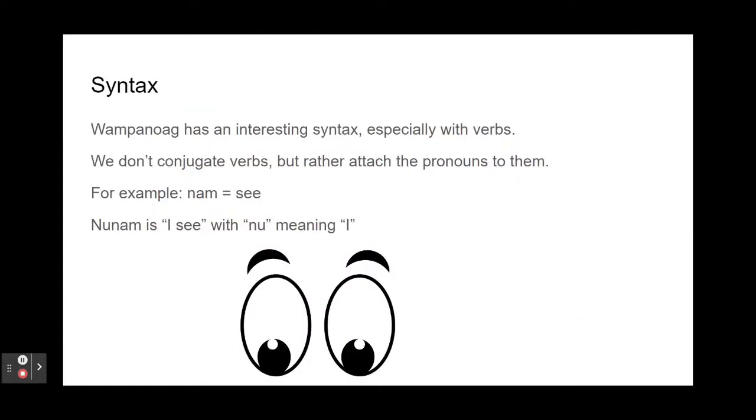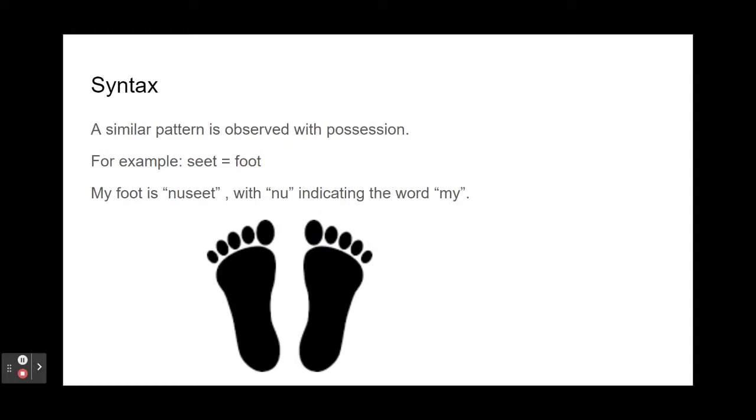So let's start. Wampanoag as a language has an interesting syntax, especially with the verbs. They don't conjugate. Rather, we attach pronoun particles to them. Essentially, Wampanoag is an agglutinative language. We see a similar pattern with possession. Seat means foot. Nu seat is my foot, where nu means my.